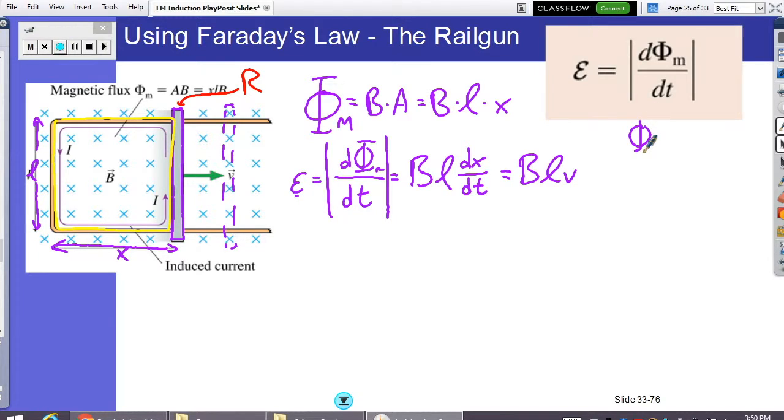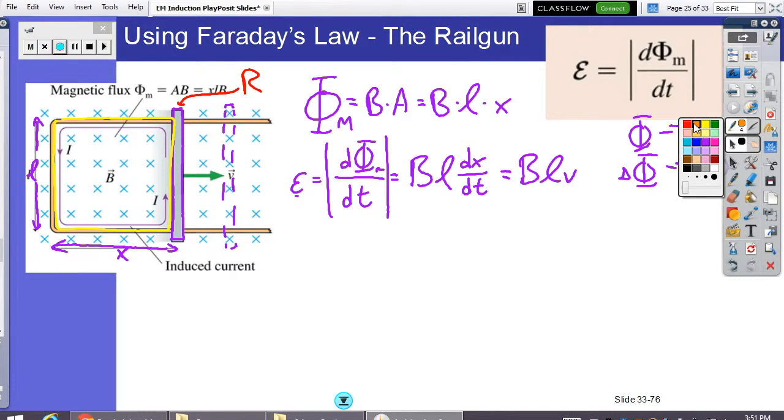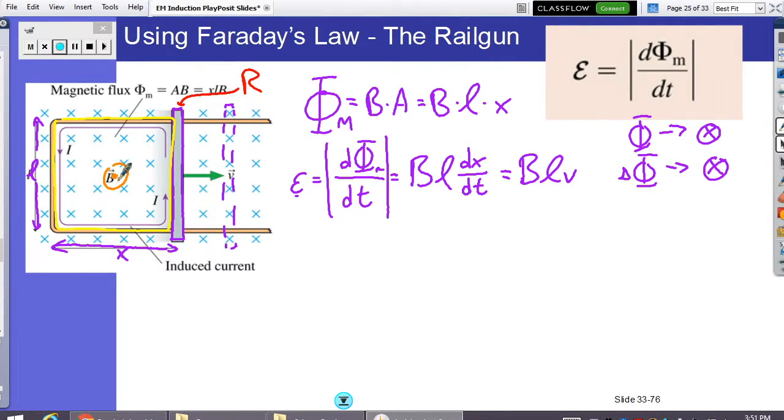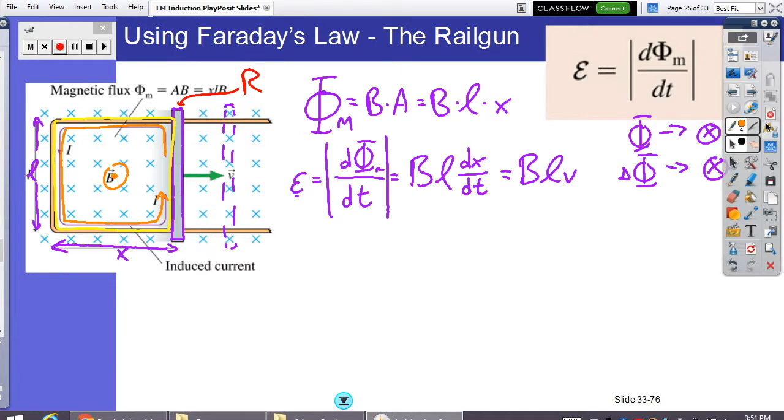Let's see, which way is this going to go? Well, my flux is currently into the page. And as my bar moves to the right, my area gets bigger and bigger and bigger. So my flux is increasing. So the direction of change is also into the page. It's getting bigger and bigger into the page. So I need an induced EMF that will give me a magnetic field. I need my induced field to fight that change, out of the page. And if I put my thumb out of the page, I end up with an induced current, which they've helpfully drawn for me in that counterclockwise direction. Isn't that lovely?